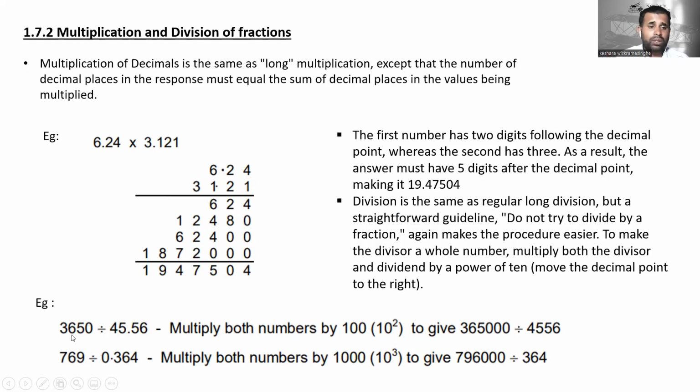See, division: 3650 divided by 45.56. Multiply both numbers by, because how many decimal places are there? 2. So we have to multiply both numbers by 100. Then 365,000 divided by 4,556. So the answer should be here, right? So this is the way we divide decimal numbers.